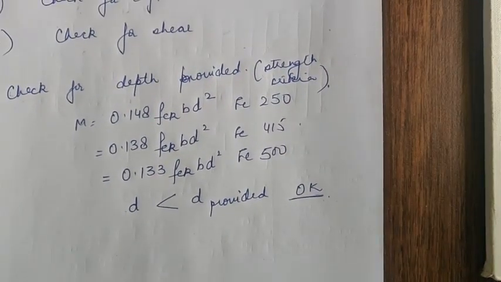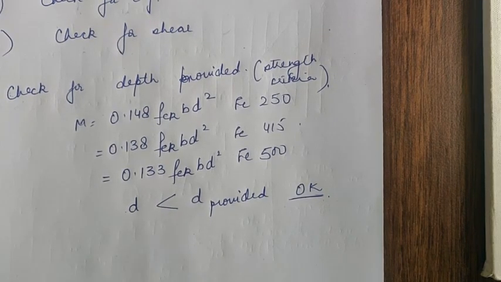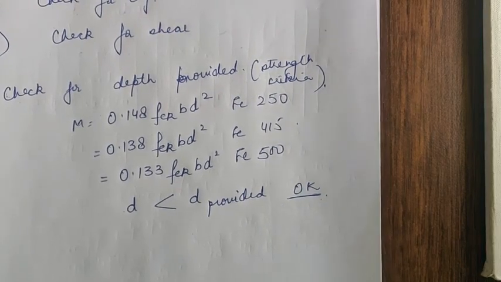So the question is pretty simple. No confusions. Only thing is the moments are not to be taken from WL square by 8 and other values. The moments are rather to be taken by using clause D1 or D2. Okay. Now let's start with the question. The question that today I'll be doing is, design a simply supported slab.